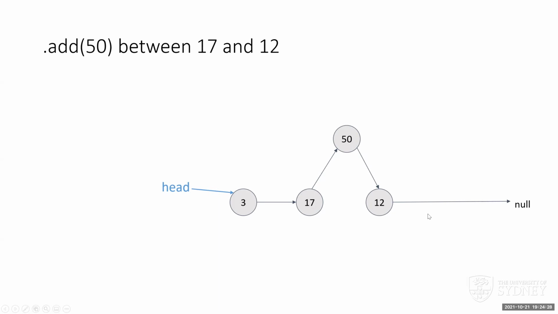Same thing for delete or update as well. So if I want to simply delete this one, 50, then 70 will simply point to 12, wherever 50 was pointing. Hopefully you got some idea.